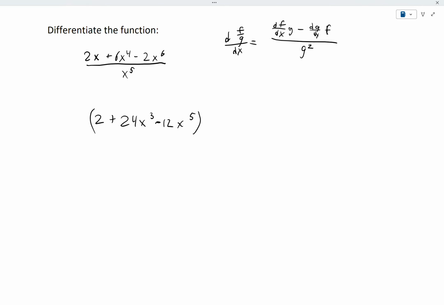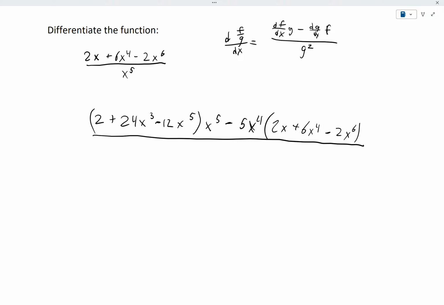Derivative of top times bottom. What's our bottom? It's x to the fifth. Minus derivative of bottom, that's going to be 5x to the fourth. I just use the power rule. Times top, 2x plus 6x to the fourth minus 2x to the sixth. All over bottom squared, which is going to be x to the fifth squared. And using the power of a power rule, we know that that is just x to the 10th.